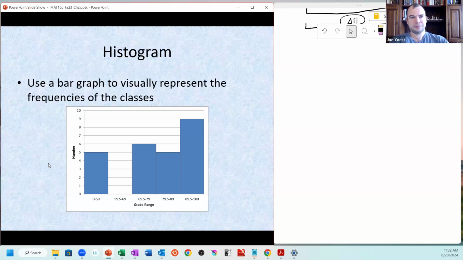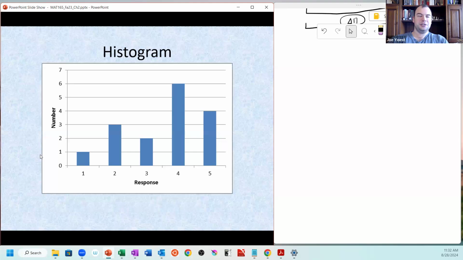So the histogram is probably the most used graphing technique, and I think for good reason. It's easy to interpret, really straightforward, and easy to make too, right? I just lay out my classes across the horizontal axis, I lay out my potential frequencies along the vertical axis, and then I just draw bars that have the appropriate height and are about the same width. Now they can touch or they can not touch. Doesn't much matter.